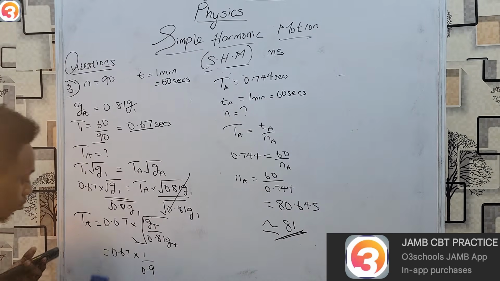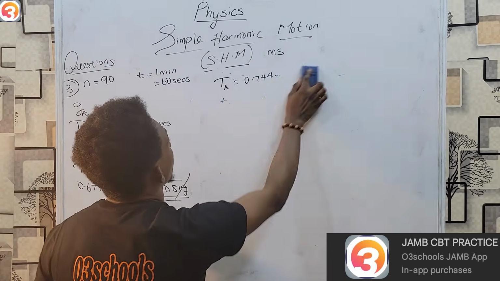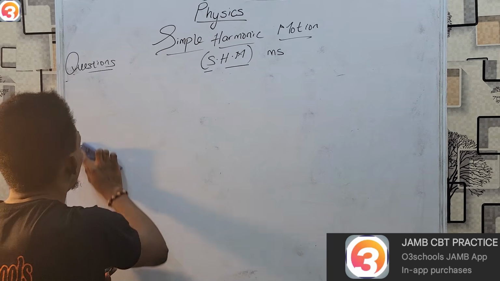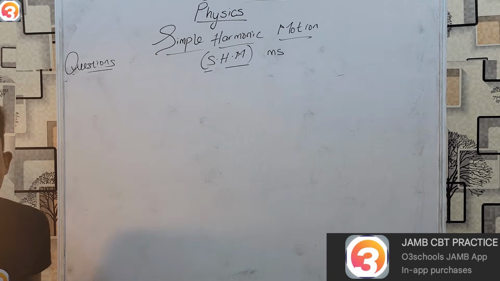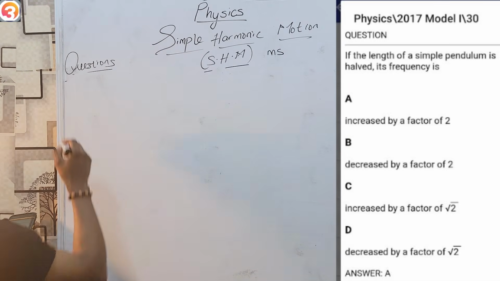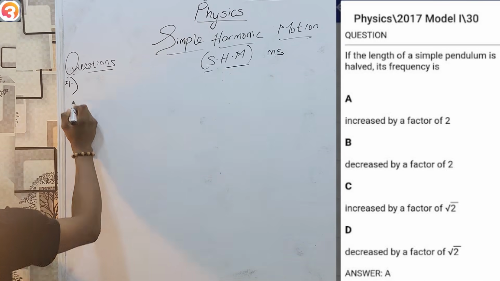Okay, for our next question, still using our O3 Schools JAMB app. This one comes from the year 2017, Model 1, question number 30. 2017 Model 1, question 30. So, this is question 4.